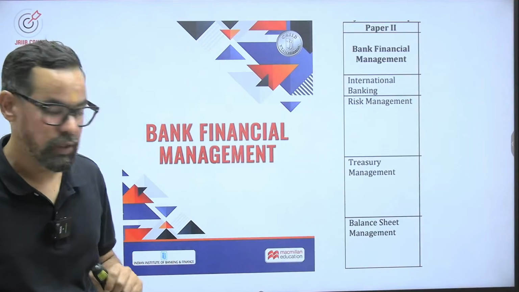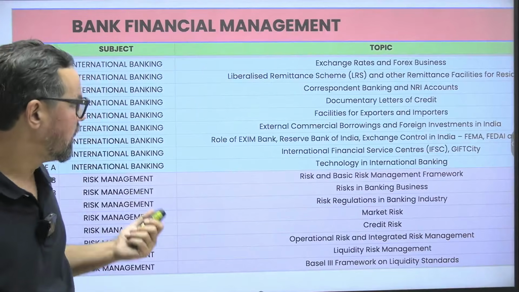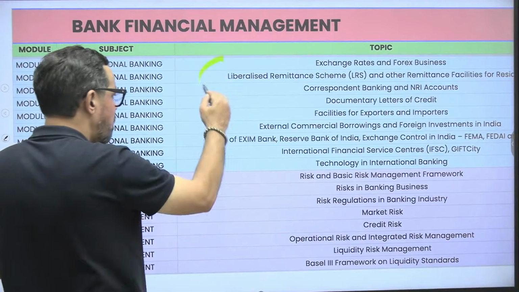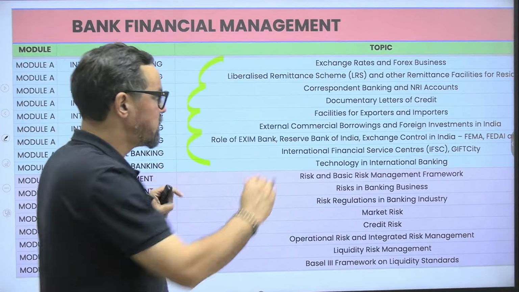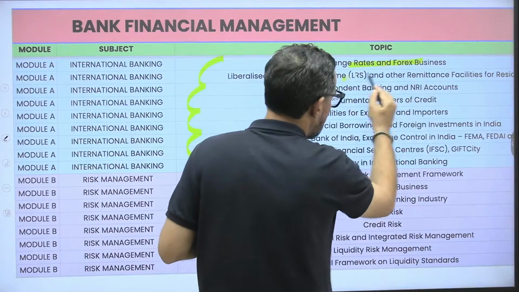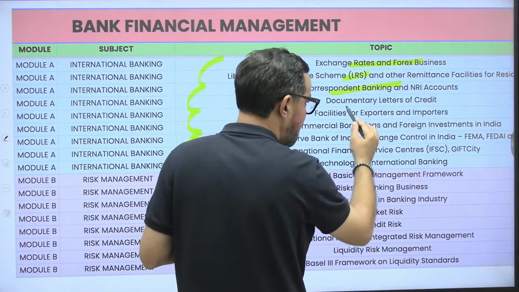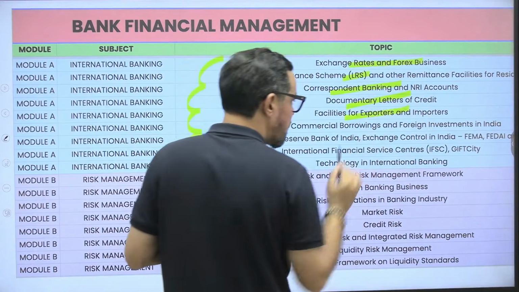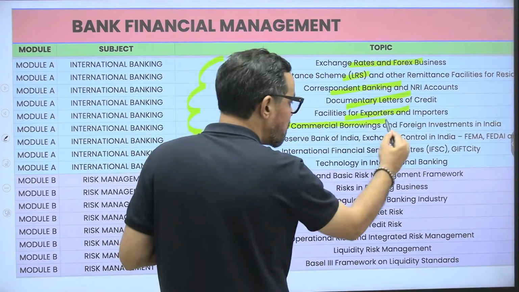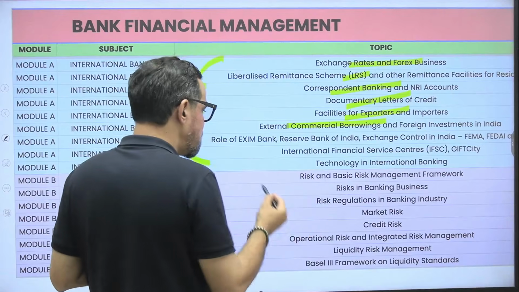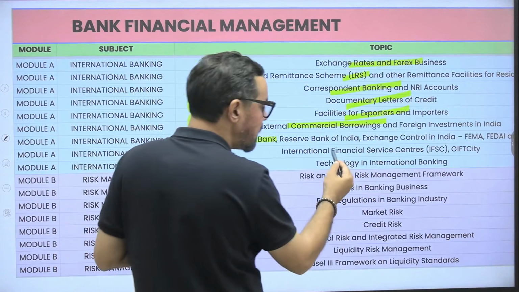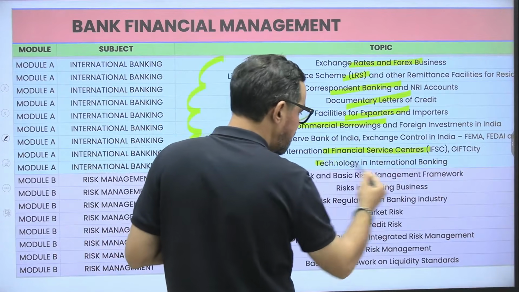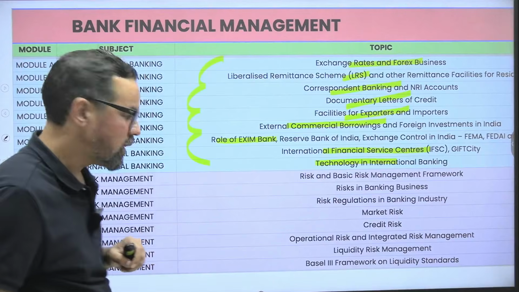BFM, when it comes to this, four modules again. The module A, a variety of topics. Each and every individual topic differs from the others, right? So exchange rate and forex, LRS, correspondent banking, LC, facilities for exporter importer, external commercial borrowings and foreign investment, role of EXIM, RBI and others, International Financial Service Center, GIFT City, and technology and international banking.